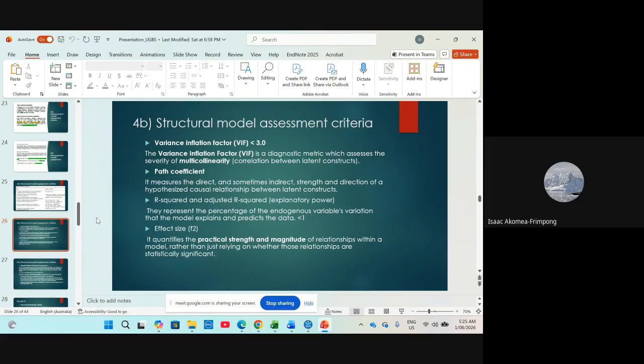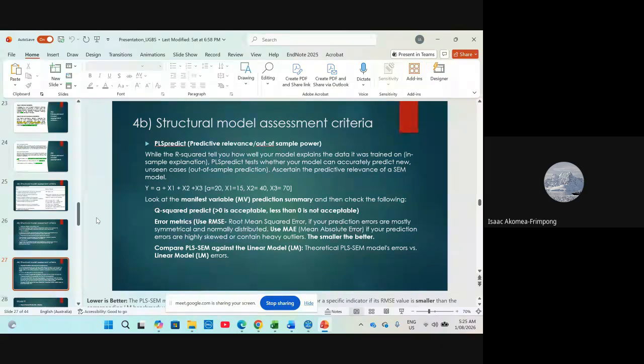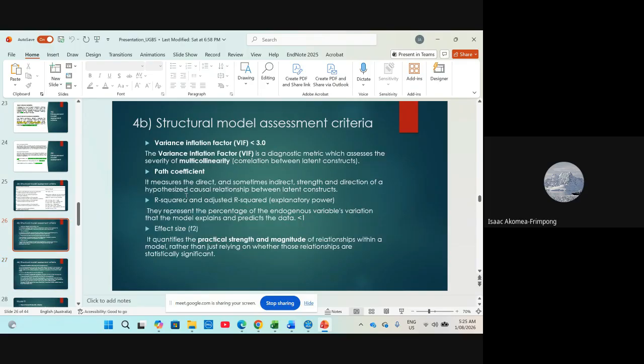It means that your study is not correlated. Then I also explained the effect size to you. I explained the path coefficient to you. I explained the R-squared to you. Now let's come to the PLS predict. The PLS predict helps you understand the predictive relevance of your study, the out-of-sample power. So the R-square and the adjusted R-square help you determine what we call the in-sample explanatory power of your model.